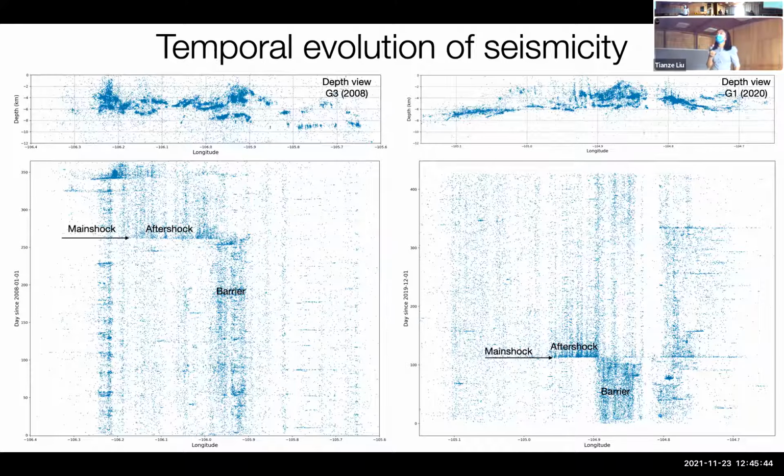Also, for G3, we observe an intense seismicity just about 7 days before the main shock in the barrier zone, which was characterized as a foreshock activity. However, on the G1 segment, we didn't see an intense increase in seismicity in the barrier zone right before the main shock. However, we somehow see a decrease in seismicity in the eastern end of this barrier zone before the main shock.